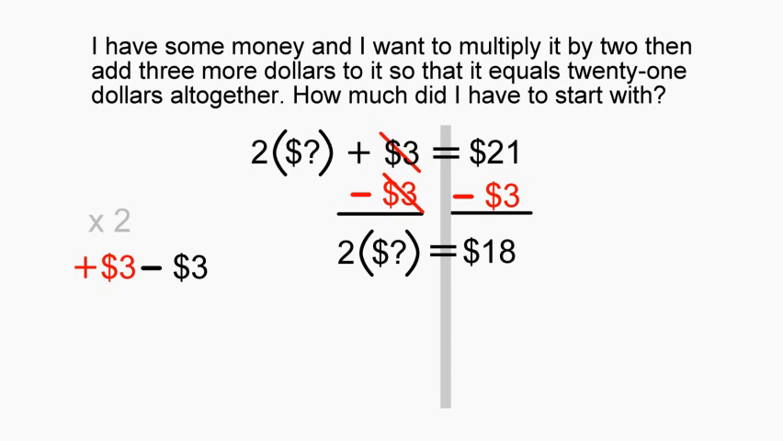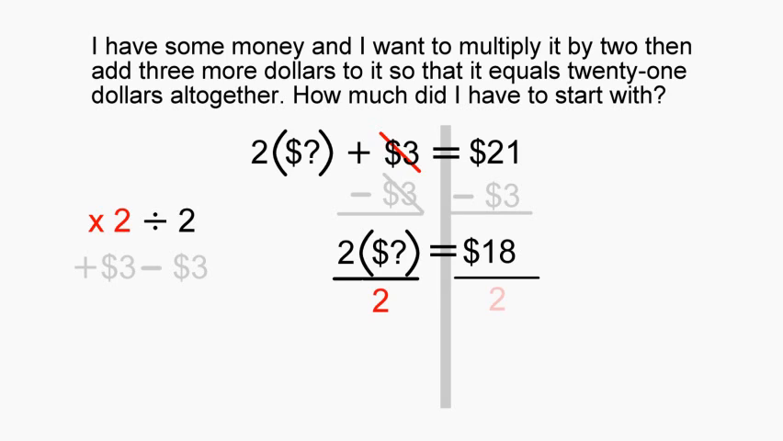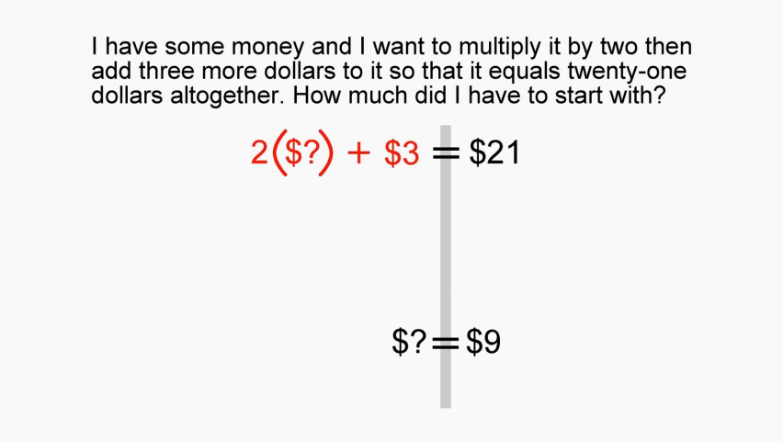Now the next thing I have to do is undo the 2 that's multiplying the unknown by division. I have to divide both sides by 2 to get rid of the 2 on the left side. The 2's cancel each other out. And on the right side, 18 divided by 2 is $9. So the piece I was looking for that would make this side equal to this side is $9. $9 was the amount I had to start with.